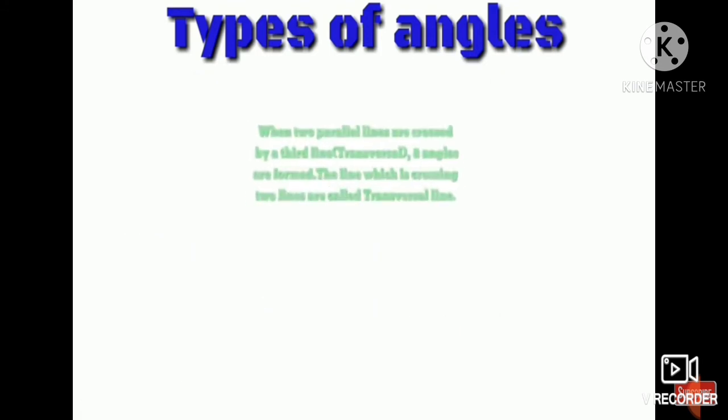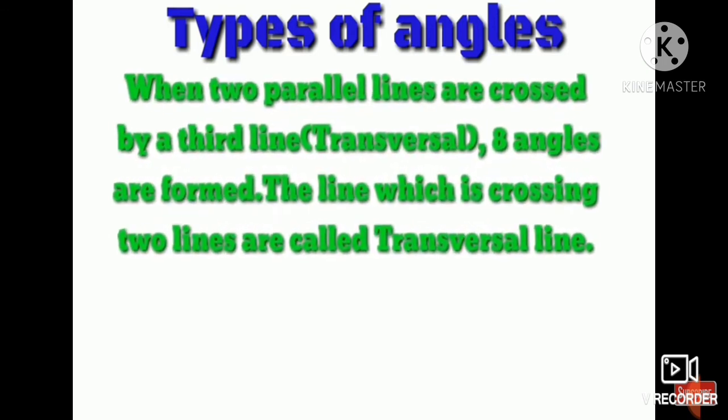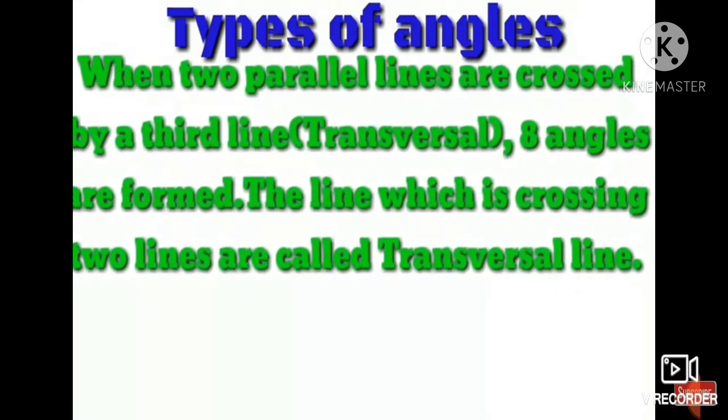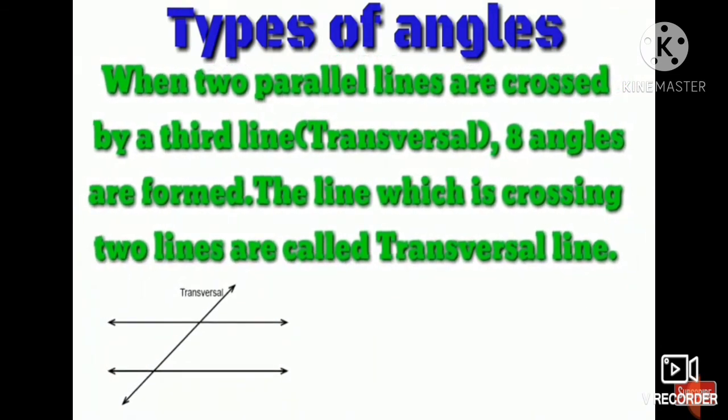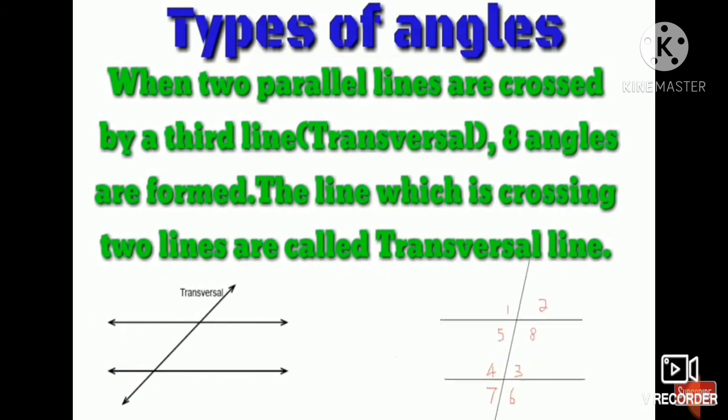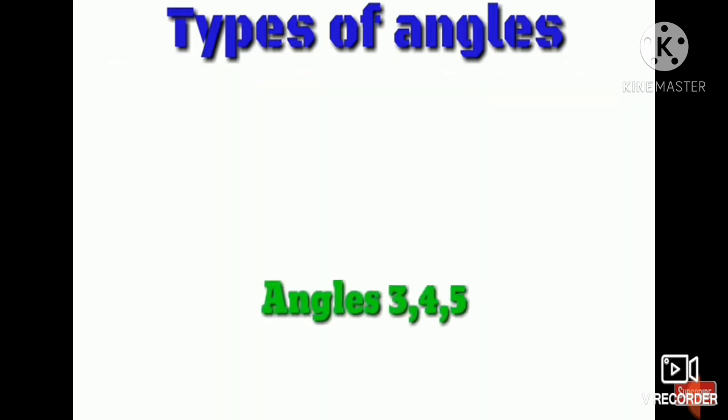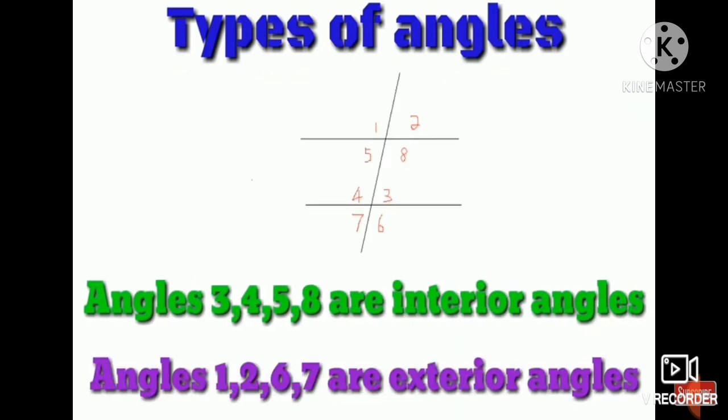Observe these angles. The next one is when two parallel lines are crossed by a third line, called a transversal. So here you will get 8 angles formed. Those are all the 8 angles here: 1, 2, 3, 4, 5, 6, 7 and 8. So these are all called the transversal angles. Angles 3, 4, 5, 8 are interior angles, and the angles 1, 2, 6, 7 are called the exterior angles.